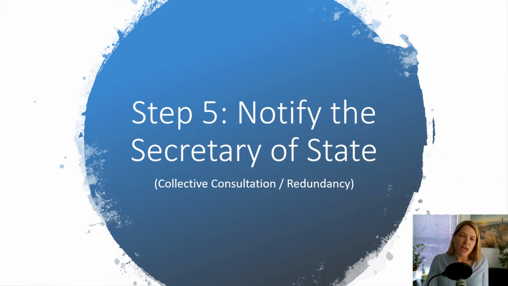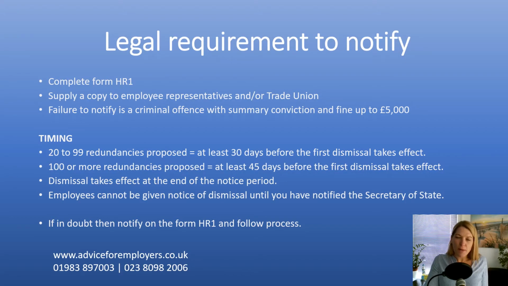Step 5, a notification to the Secretary of State where you're making collective redundancies. Now this is a legal requirement, again, just to emphasise, where you're making 20 or more redundancies within a 90-day period. You're required to complete the form HR1, which you'll find online on the .gov website, and submit the information on that form, and then to supply a copy to employee representatives or the trade union if you have one recognised. Failure to notify is a criminal offence with summary conviction and a fine of up to £5,000. So it's really important that you do this step.